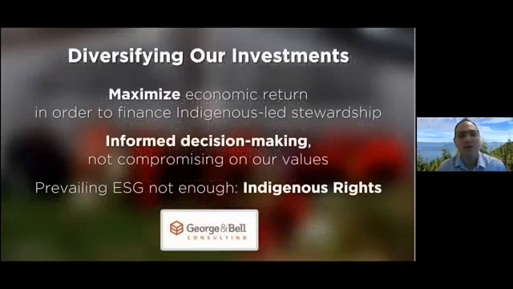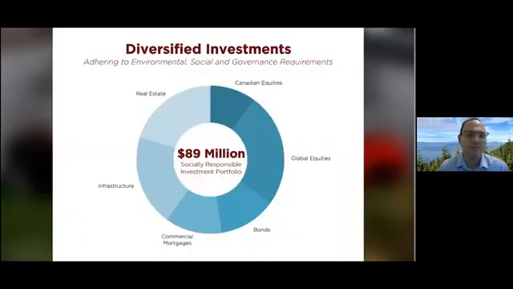While divestment was an important step, it wasn't enough. Divestment didn't add value to the investment chain by rewarding positive change. As Coast Funds evolved, so did our portfolio. And the next step really was to further diversify our portfolio to maximize economic return, achieving the purpose of what we're doing while not compromising our values. And so through this process, we expanded our portfolio.